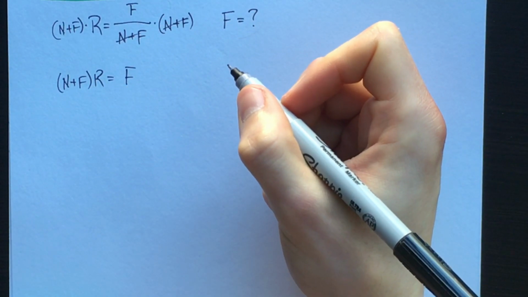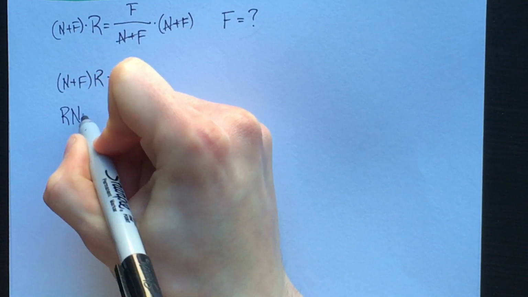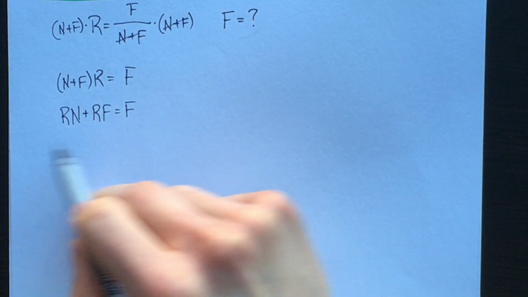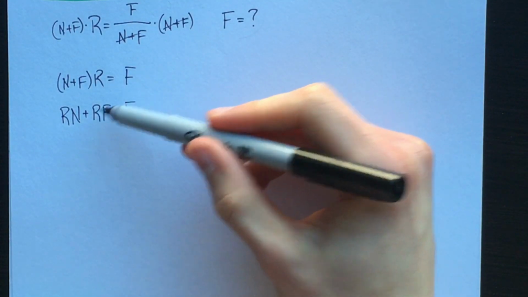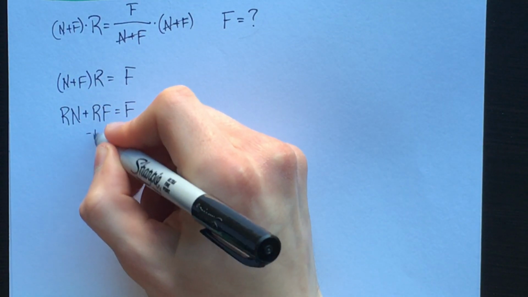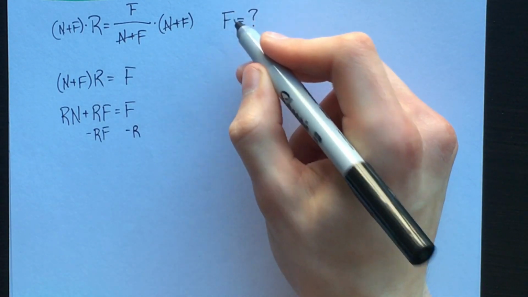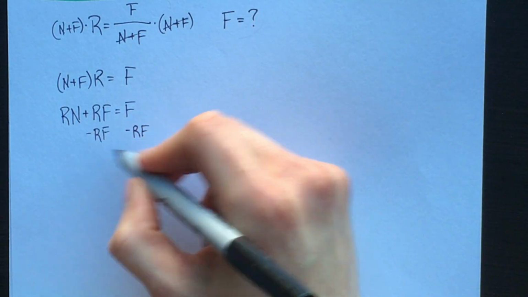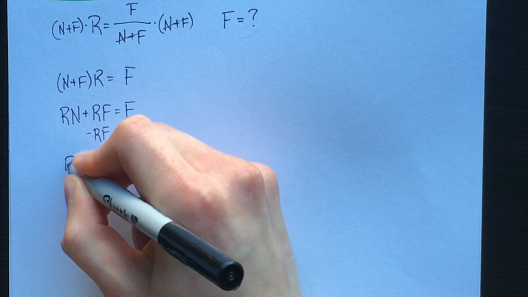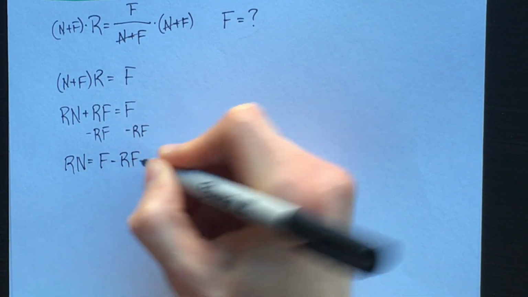Now let's distribute this R, and we get RN plus RF is equal to F. So we have it all in one line, not too bad, but we still have F on both sides of the equal sign. So let's subtract RF on both sides so that all our F's, our variable of interest, are on one side of the equal sign. So we have RN is equal to F minus RF.